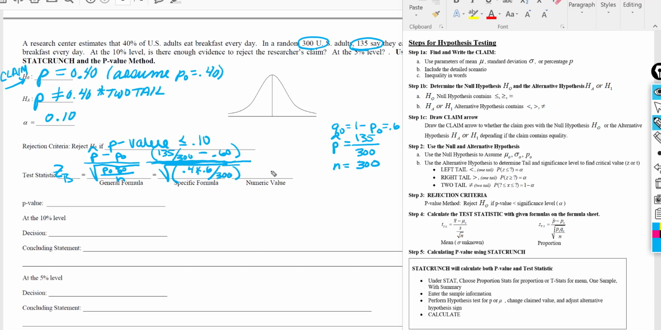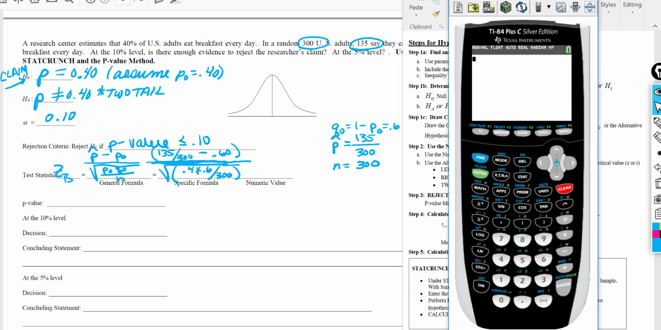So on our calculator, let's bring up the calculator here. On our calculator, we can go ahead and take 135 in parentheses, 135 divided by 300 minus 0.6, close parentheses. I'm sorry, that's not 0.6. That should be 0.4. Let me change it over here as well. So this should be 0.40. Our claim proportion was 0.40, not 0.60. So it's 0.40. Minus 0.40, close the parentheses.